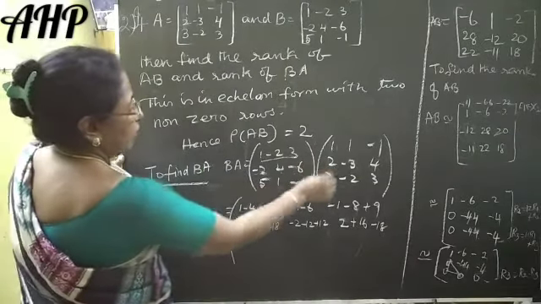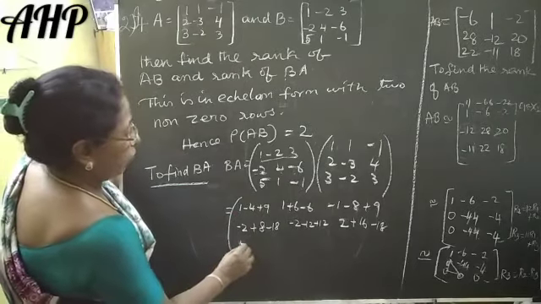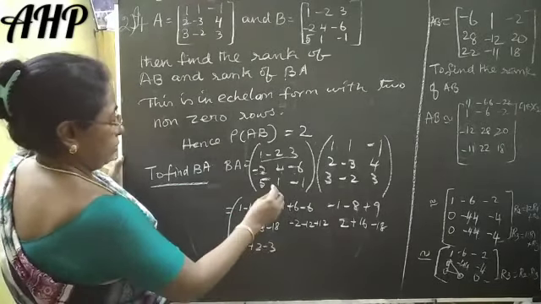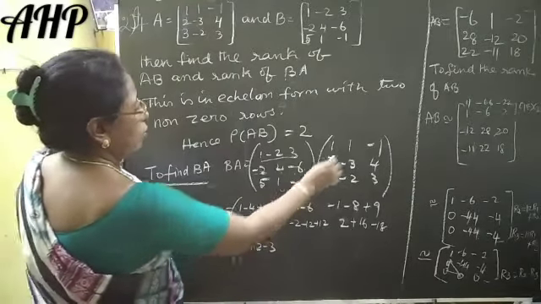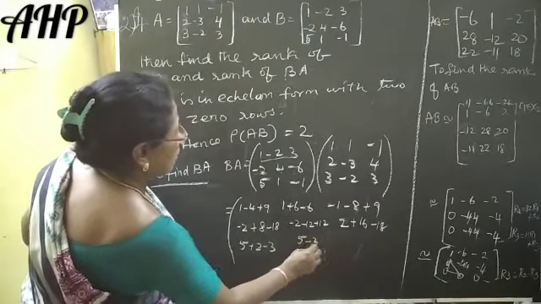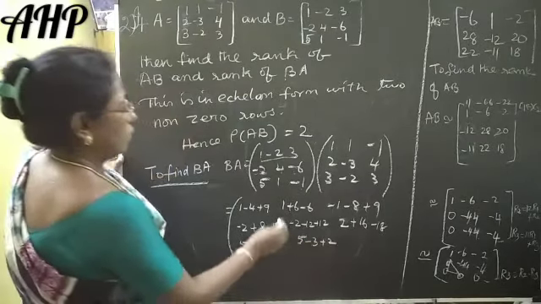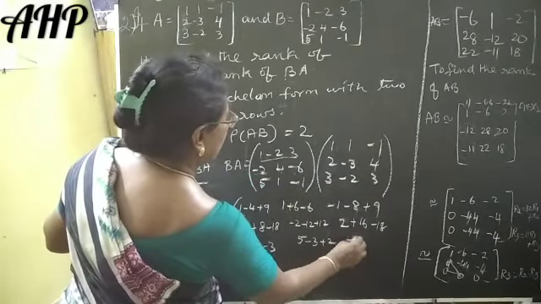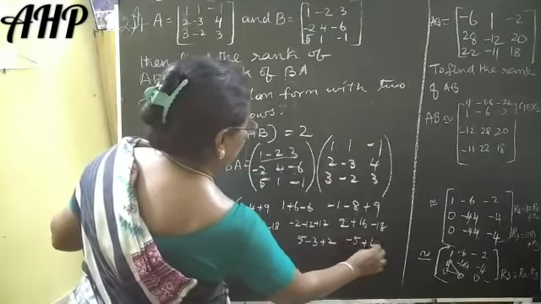Now the third row with the first column, it is going to be 5 plus 2 minus 3. Then third row with the second column, 5 minus 3 plus 2. Third row with the third column, it is going to be minus 5 plus 4 minus 3.